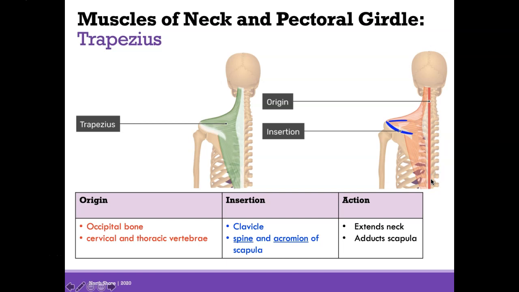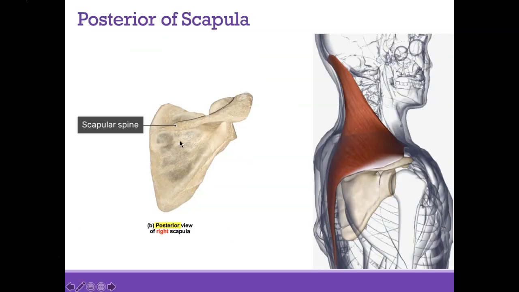It's a very large muscle. And it inserts on the clavicle in front in the anterior portion. And then in the back, it attaches to the spine and the acromion of the scapula. So here is the spine. This is the acromion. And you can see over here, this is our trapezius muscle. You can see how it attaches to the occipital bone, goes all the way down the vertebrae, and it also attaches to the spine and acromion of the scapula.